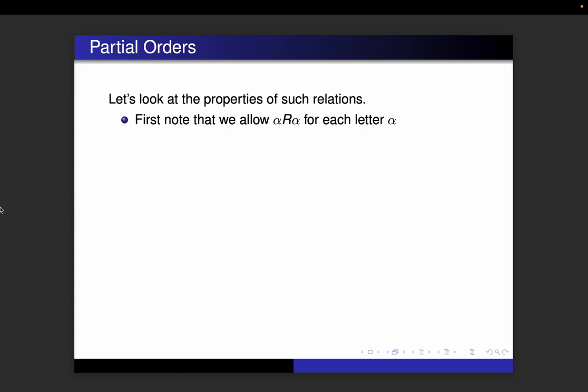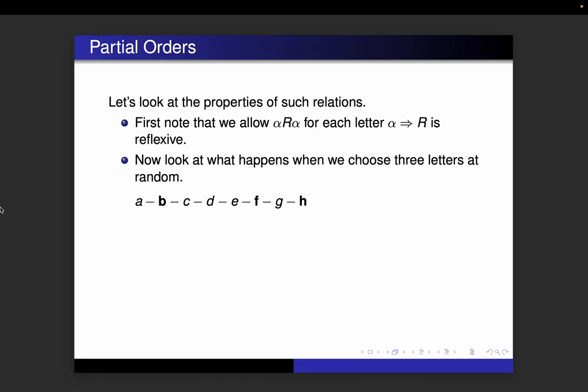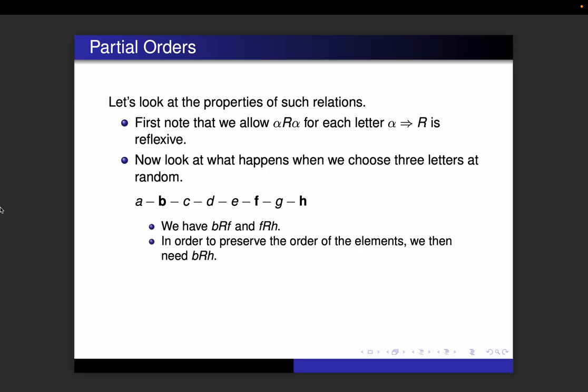First, because we're saying that the first letter can come at or before the second letter, we allow the possibility that alpha is related to alpha for every letter alpha, which means that R is reflexive. And for the next property, let's see what happens when we choose 3 letters. So if we take these first 8 letters of the alphabet and say choose B, F, and H, we know that B is related to F because B comes before F, and we know that F comes before H, and just knowing those 2 pieces of information, we can tell that B comes before H. Otherwise, this notion of putting them in order wouldn't make any sense.